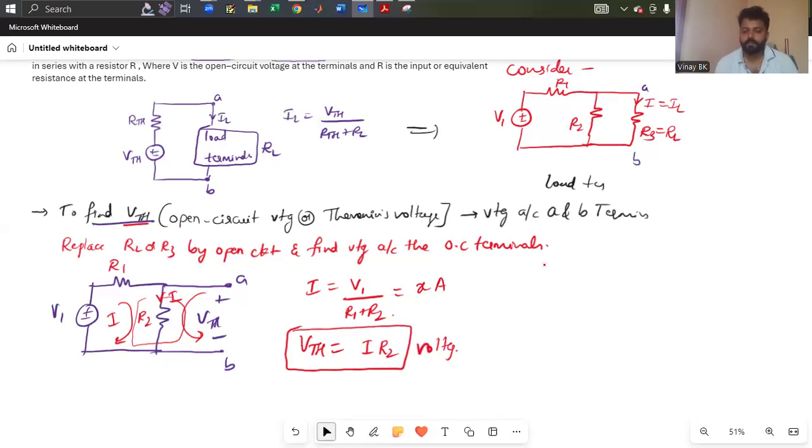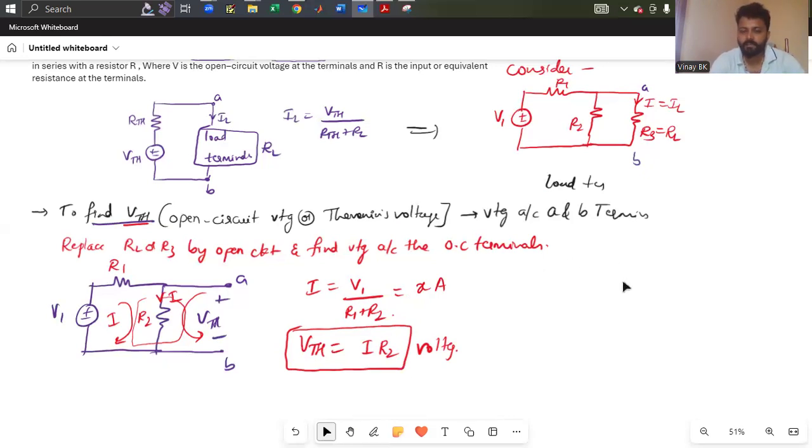So this is the step to find VTH. Replace the load resistor by open circuit and find the voltage across open circuit terminals A and B.